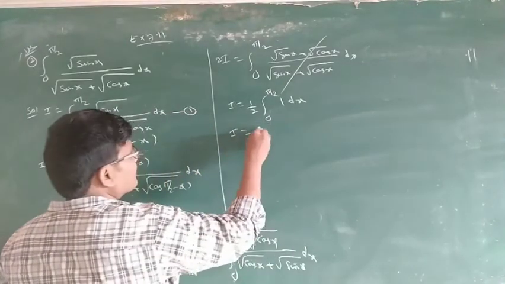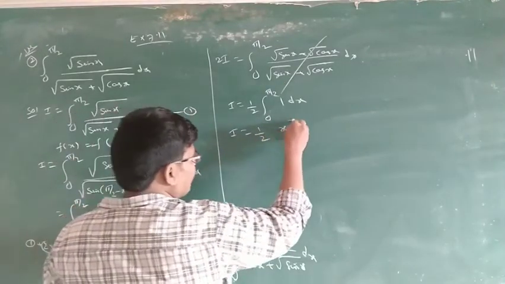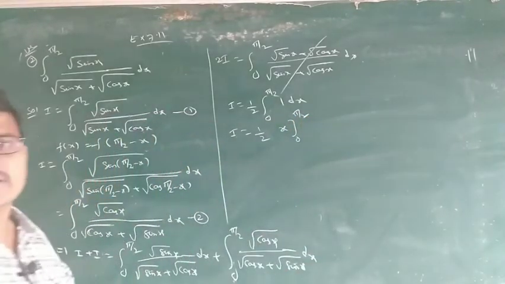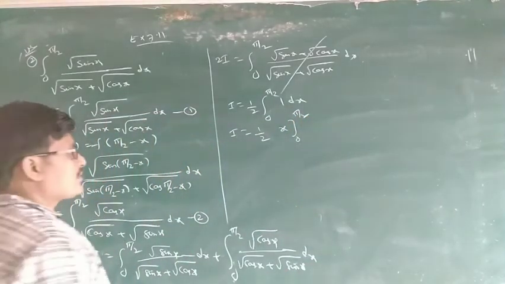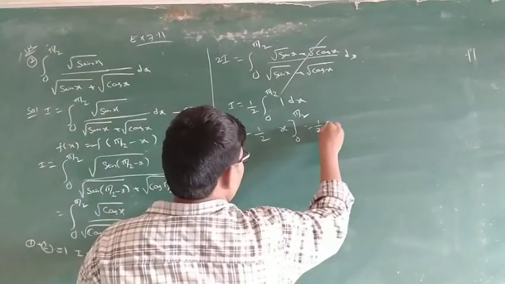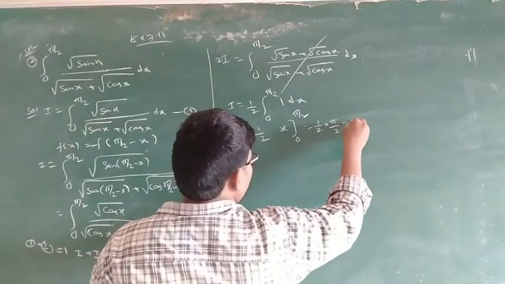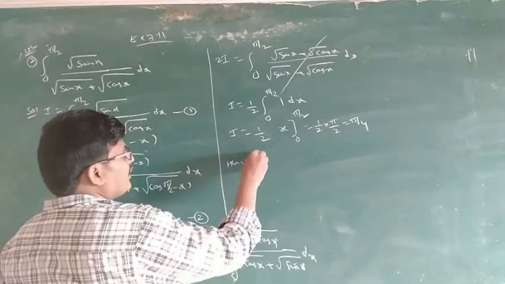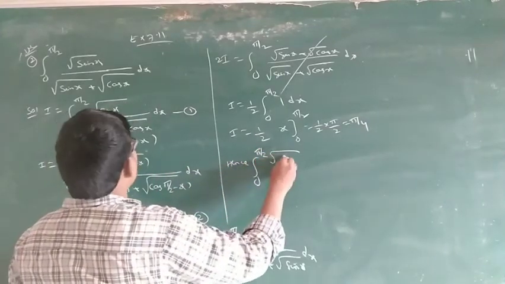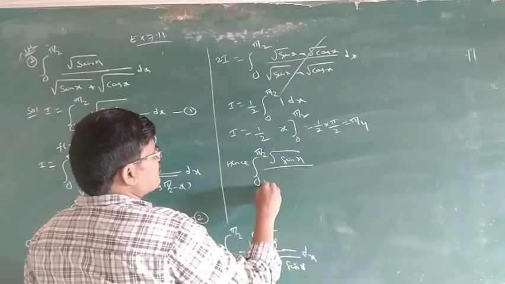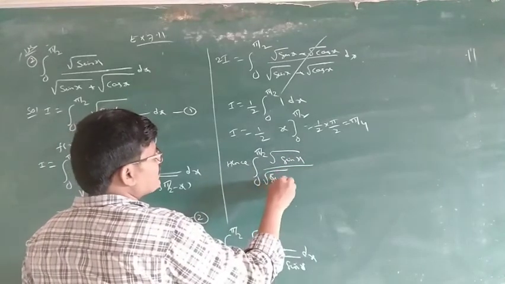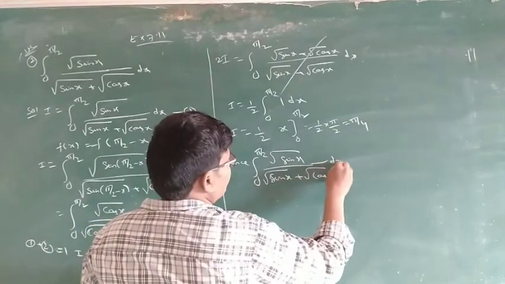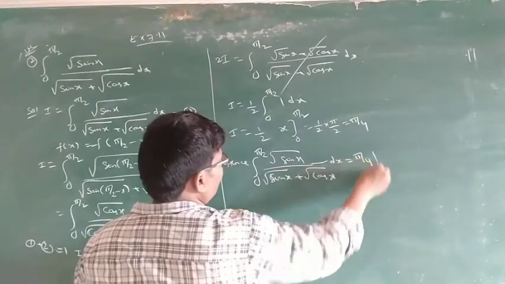I is equal to 1 by 2 into integral 0 to pi by 2 of 1 dx, which is x. So that is equal to 1 by 2 into pi by 2, which is pi by 4. Final, so what is I? Integral 0 to pi by 2 root sin x by root sin x plus root cos x dx is equal to pi by 4.